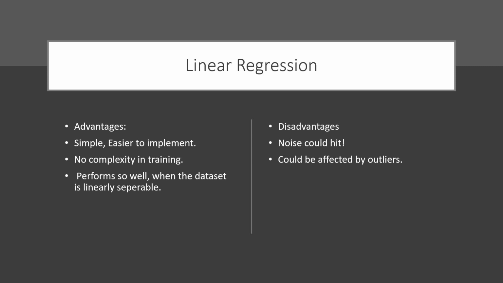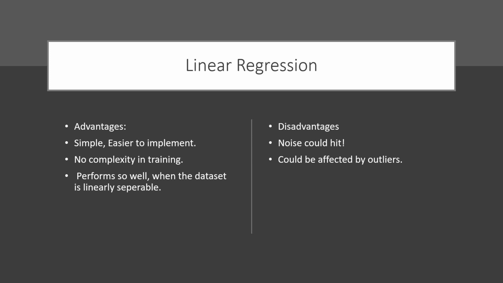We will start with the simplest of them, linear regression. Linear regression has multiple advantages. First, it is very simple and easier to implement. There is no complexity involved in training and it performs so well when you have a data set which is linearly separable. This is a very important point, remember it. If you have a data set which is linearly separable, then the easiest way to go ahead is choosing linear regression.